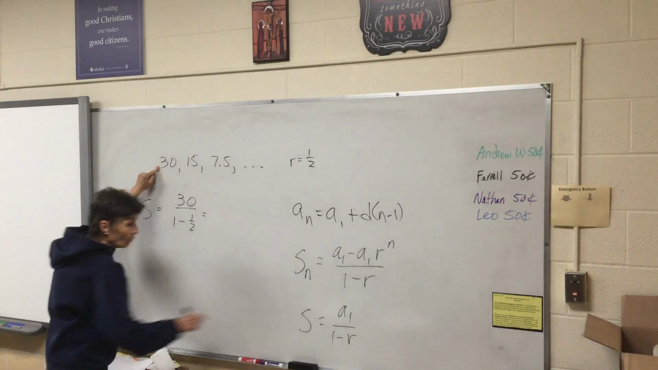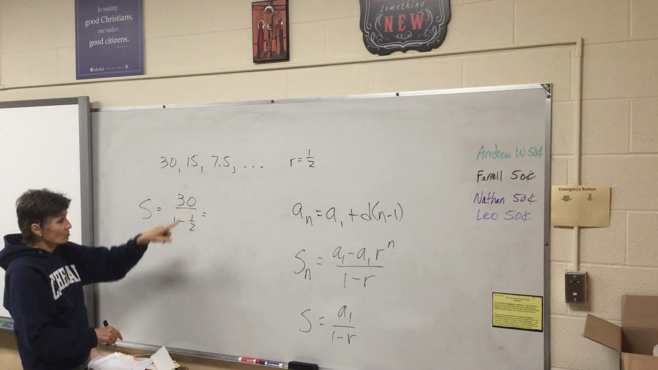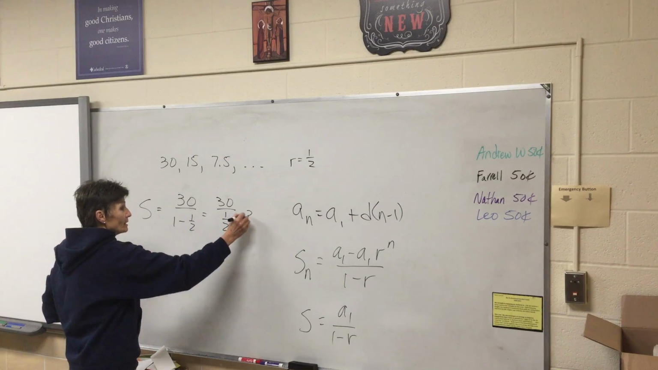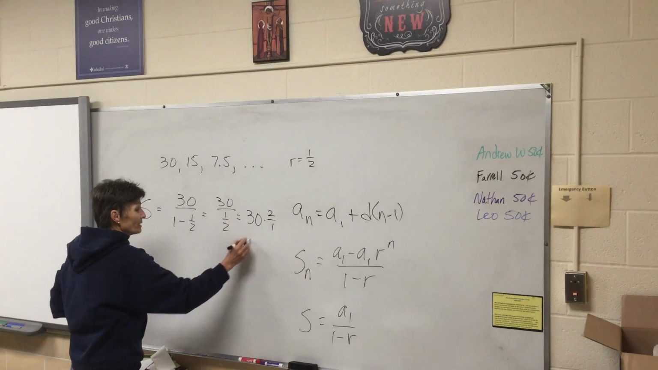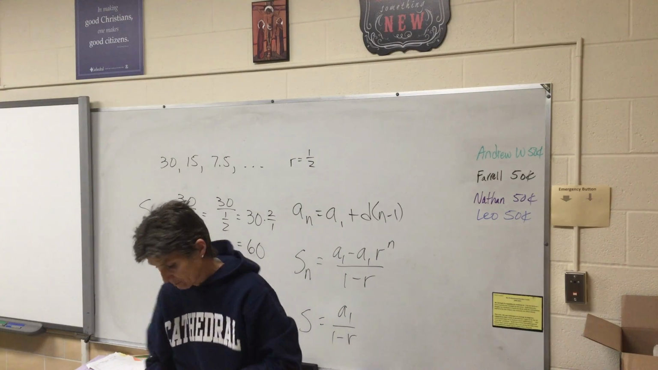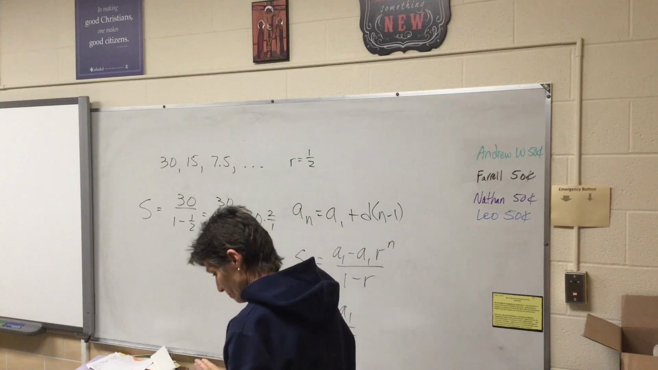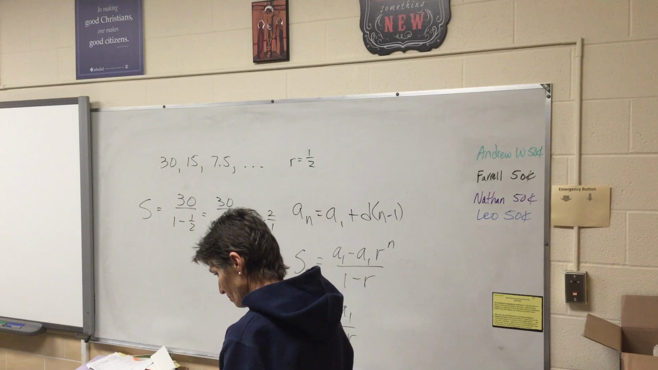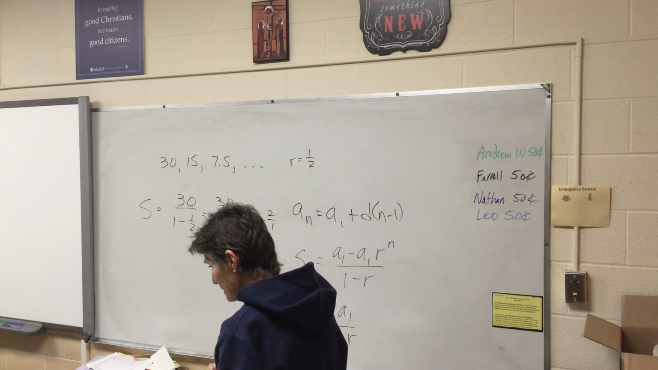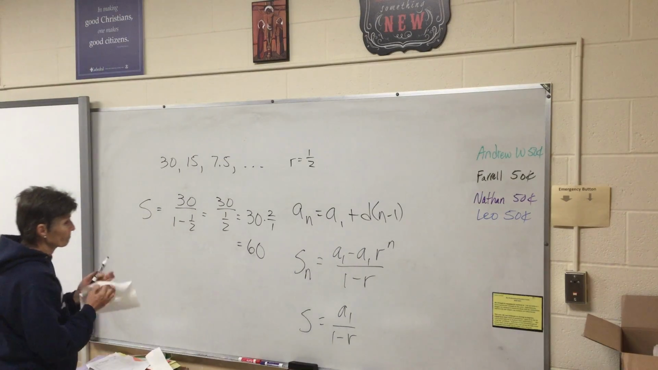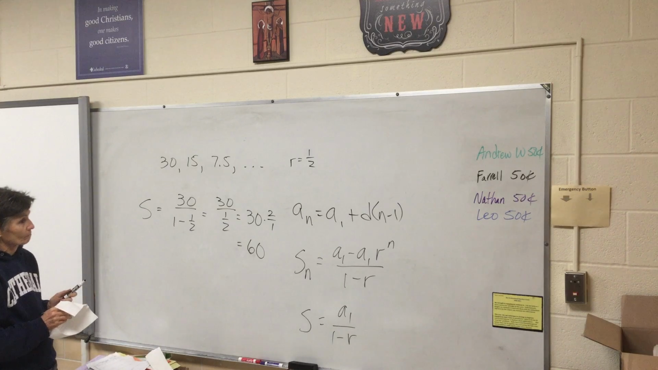That's it. That's the whole thing. First term over 1 minus the ratio. So 30 over 1/2 is 30 times 2 over 1. So the answer to the problem is 60. Those are easy. Okay, we good with that?